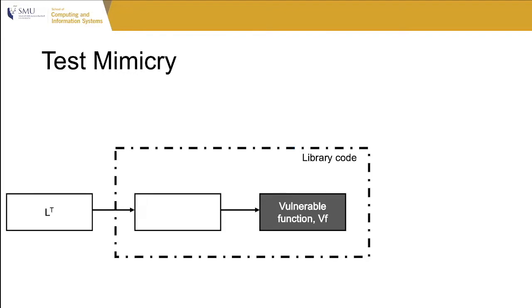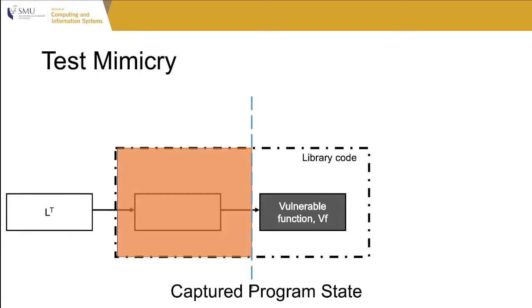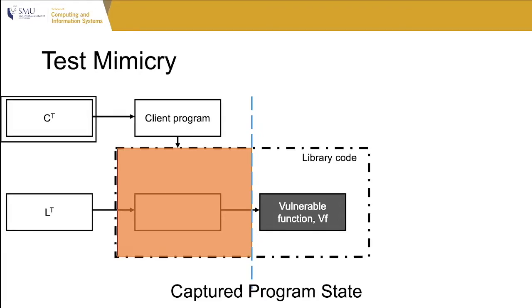Test mimicry has many similarities and many goals that are aligned with test carving. We have a larger system here comprising of the client code and the library. We have a test case, LT, that executes the library code in such a way that the vulnerability is triggered. However, we wish to abstract away some parts of the library code, but we do so by capturing the program state associated with the triggering of the vulnerability. And our focus is then to generate test cases, CT, for the client program.